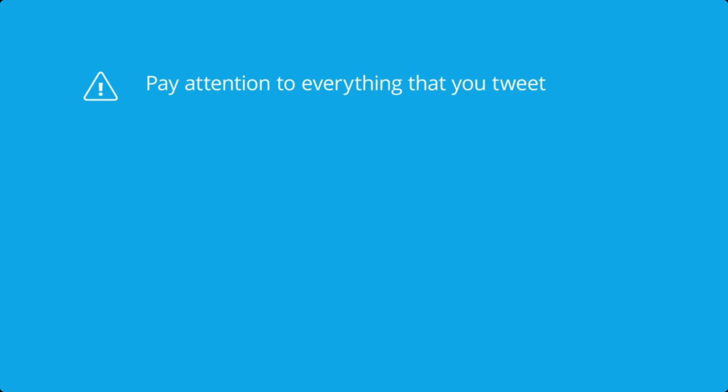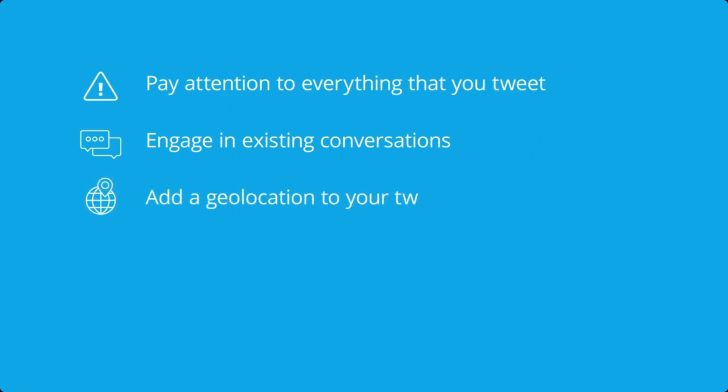Secondly, Twitter is a conversational platform, so be sure to engage in existing conversations to show that you're an active member of the community. Use hashtags to increase your discoverability and visibility across the platform. Consider adding a geolocation to your tweets where appropriate to make sure that your tweet is more contextually relevant to an audience in that area.